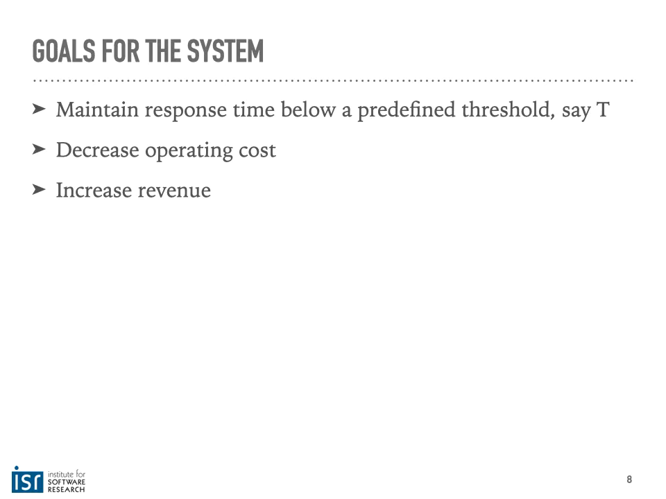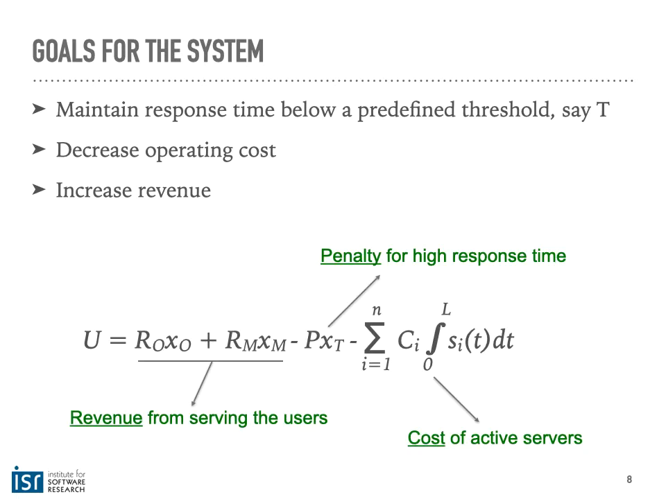Here are the goals for the system. Maintain response time below a predefined threshold, say T, decrease operating cost by minimizing the resources to serve the clients, and increase revenue by serving clients' requests. Suppose the system runs for duration L. Here is the utility function that gives us aggregate utility obtained over duration L.